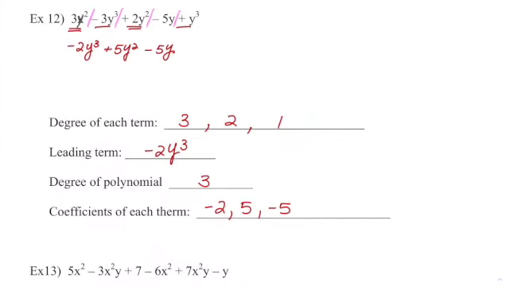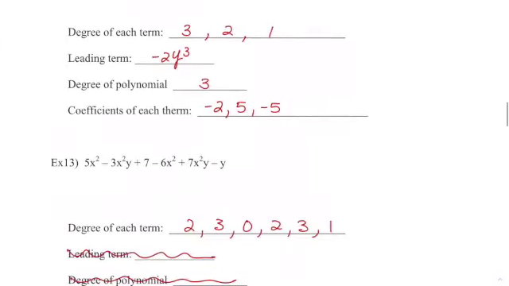So for example number 12, I combine like terms: -2y to the third plus 5y to the second minus 5y. Degree of each term is 3, 2, 1. The leading term is the very first one, -2y to the third. The degree of the polynomial is the highest, which is 3. And the coefficients of each term are -2, 5, and -5.